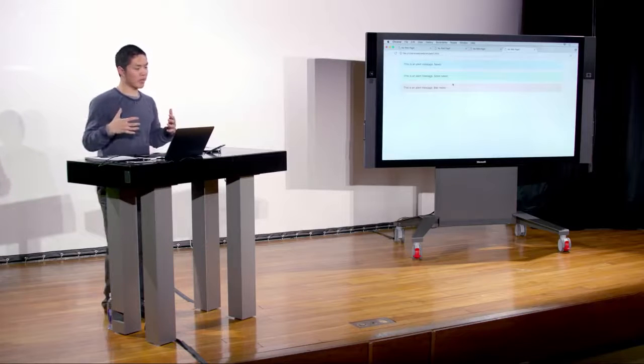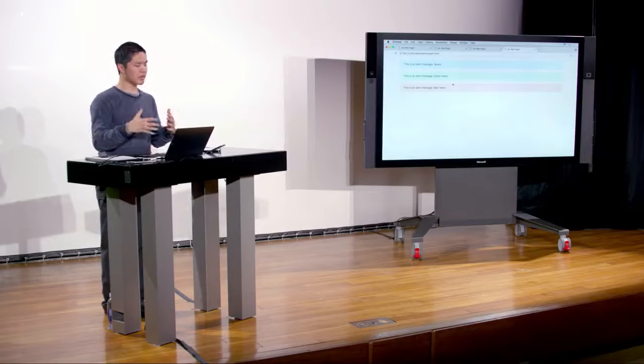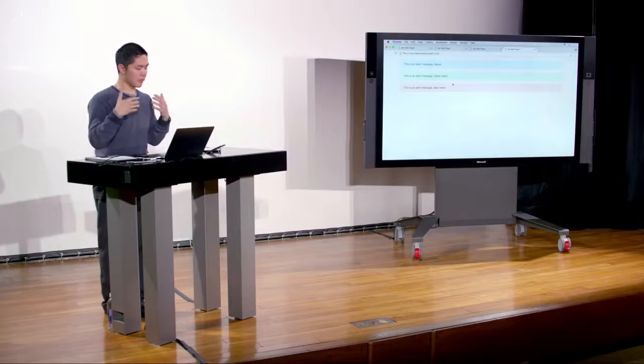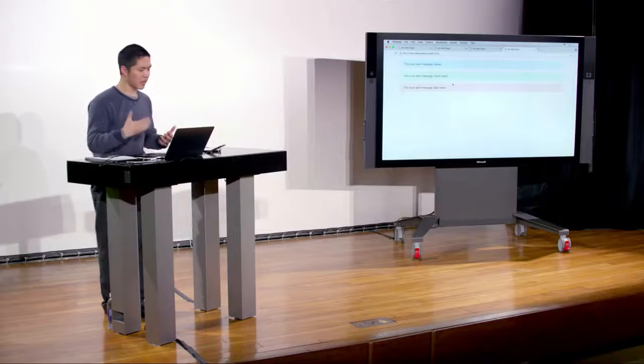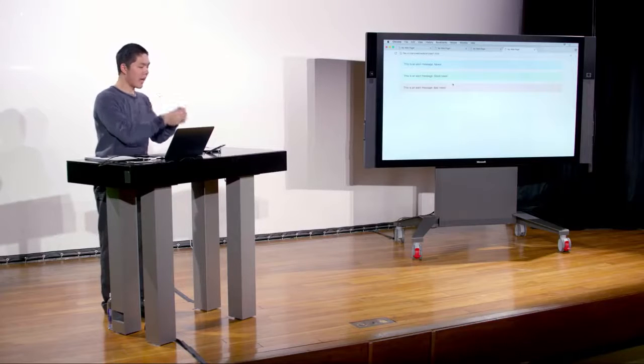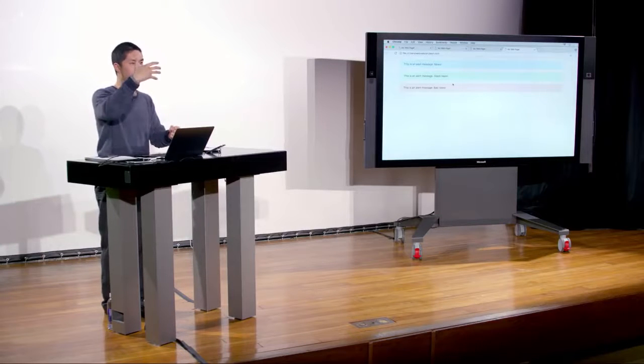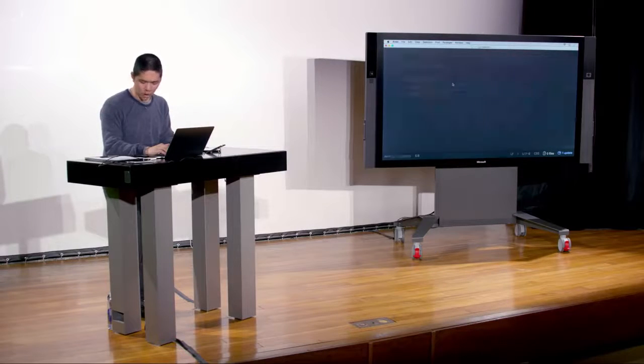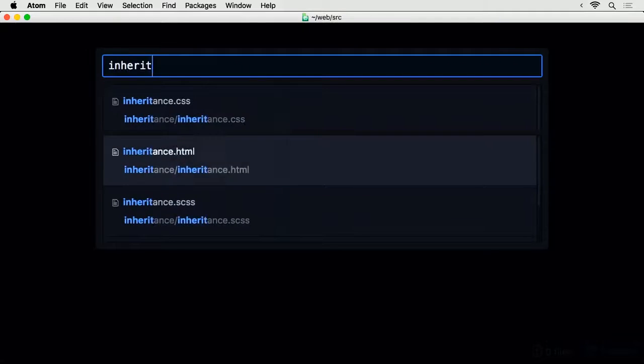But with SCSS, we can use the concept of inheritance to factor out all of those commonalities in order to make it easier and more efficient to generate CSS that lets us have styling that inherits from some overarching property. And so let's take a look at what that looks like by opening up inheritance.html.